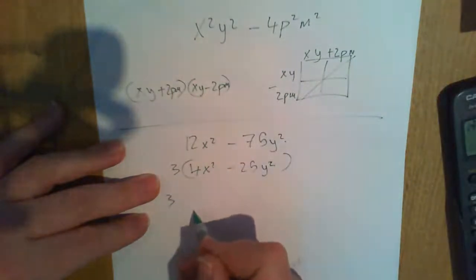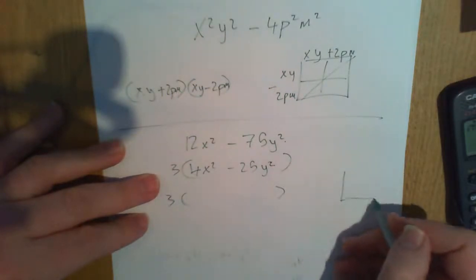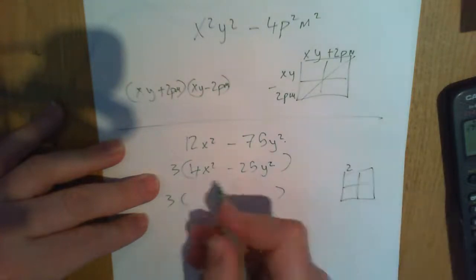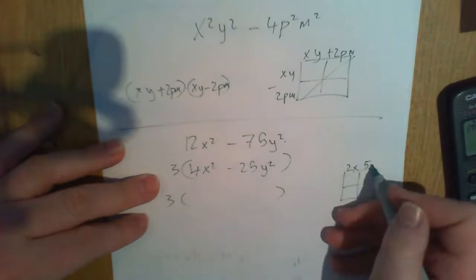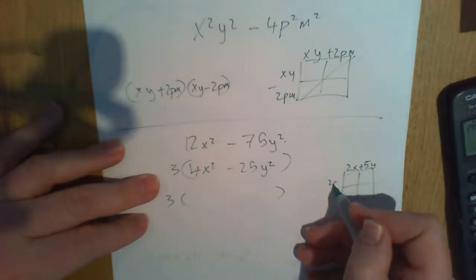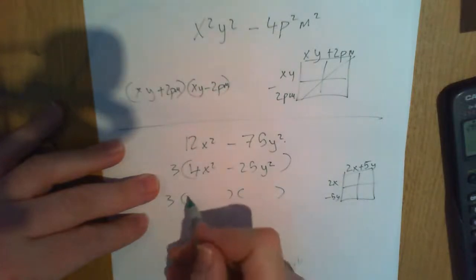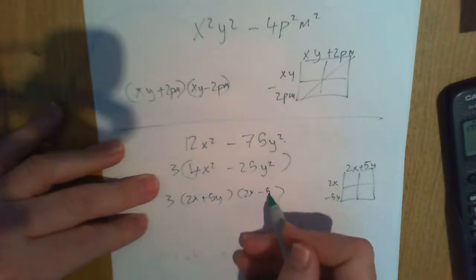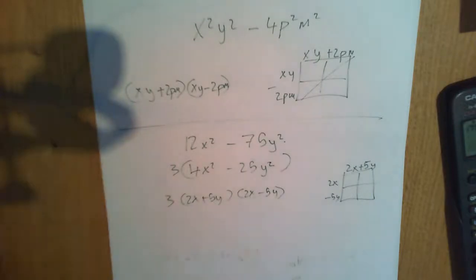So that's really 3 multiplied by, let's do this out quickly. Square root of 4, 2. Square root of x squared, x. Square root of 25, 5. Square root of y squared, y. A plus and a minus. So we have 2x plus 5y and 2x minus 5y, and then everything gets multiplied by a 3. And then bring it back to that. Isn't that really cool? Right, we'll try another one of these.